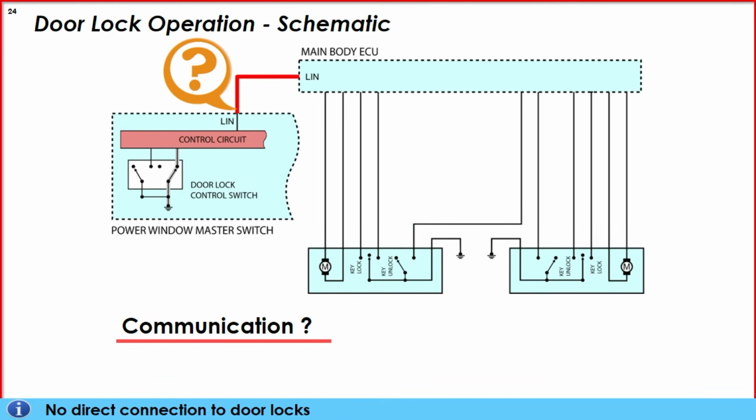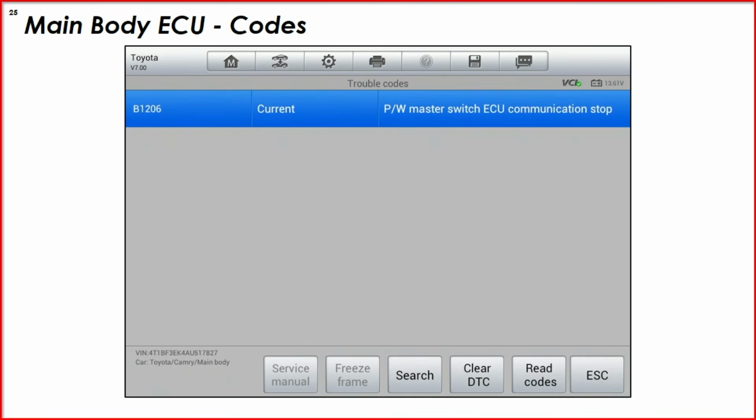So these observations led him to decide, let's check the main body ECU for codes. And sure enough, he found a B1206 that was stored in the module. Now the code was current, so this meant that at this time, the main body ECU could not communicate with the power window master switch.